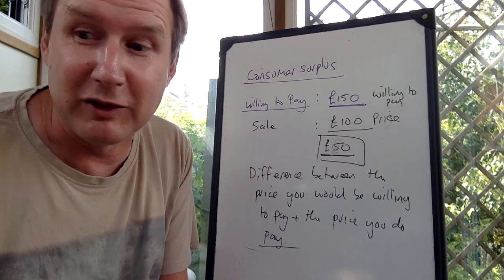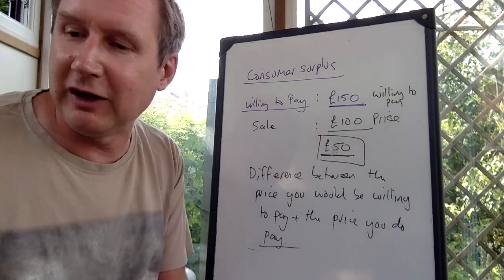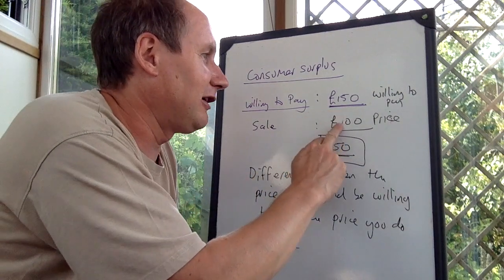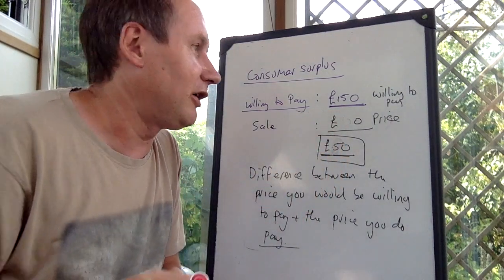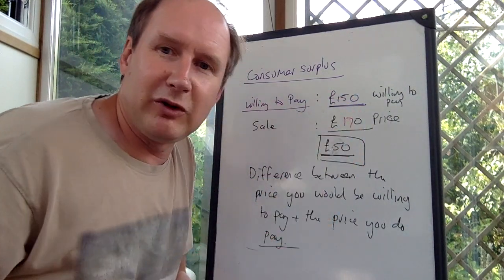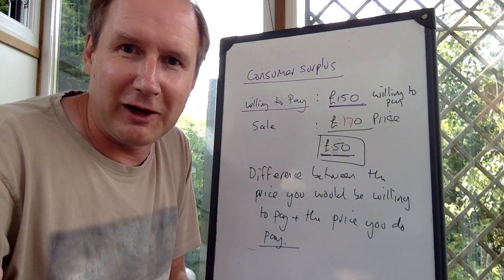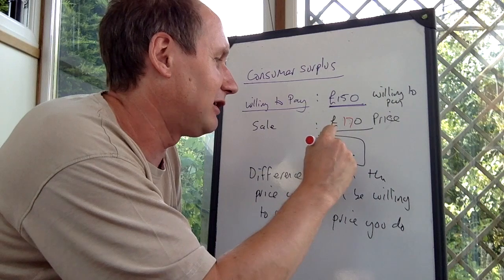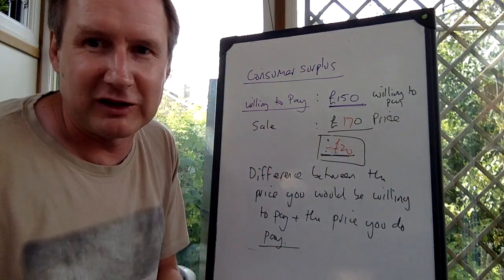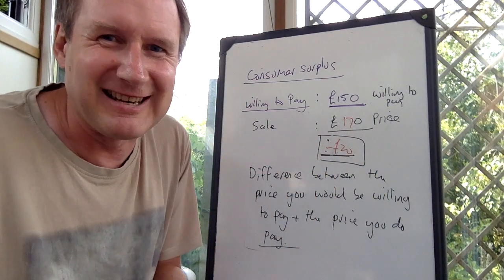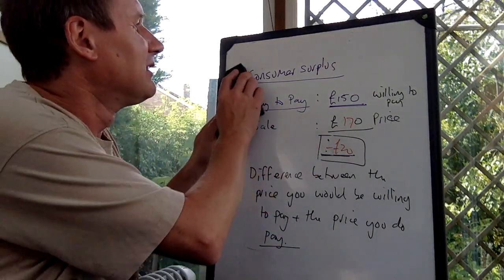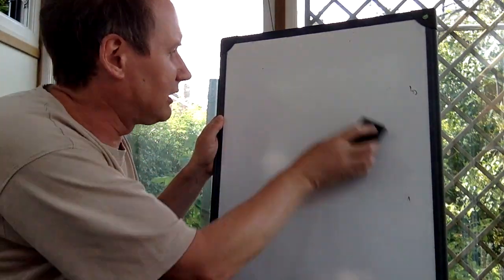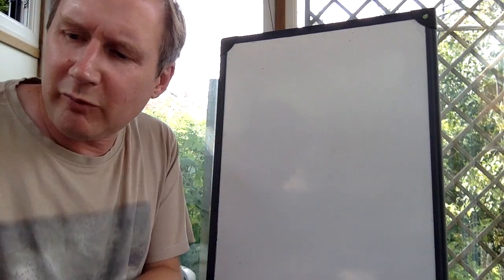In theory, it could be the case. It could be the case that you got down to the shop, you discovered that the price was £170, and then somebody came up with a gun and pointed it at your head and said, you've got to buy it. In that case, your consumer surplus would be minus £20. But you're not going to see that. It's not something that generally happens. So we can show this on a diagram.